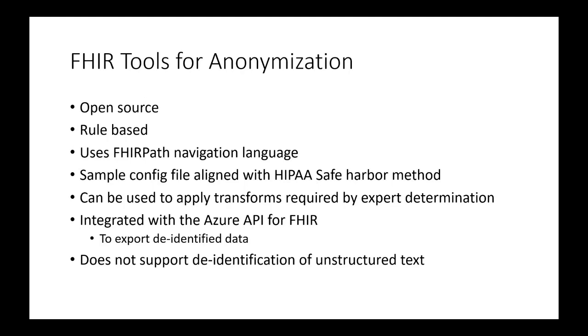By the way, this de-identification capability is also integrated with the Azure API for FHIR. So once you deploy Azure API for FHIR, we provide you an endpoint, and then you can provide a config file as part of the API call. And then the data that comes out of the Azure API for FHIR is de-identified data. FHIR also has this concept of data export, so we call it de-identified data export.